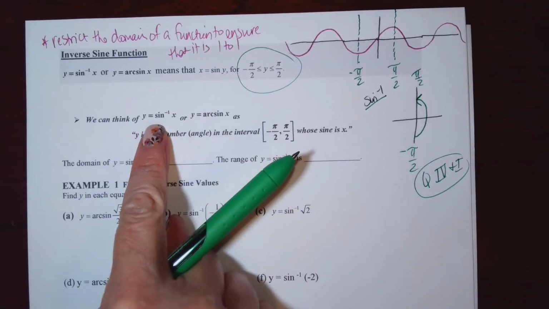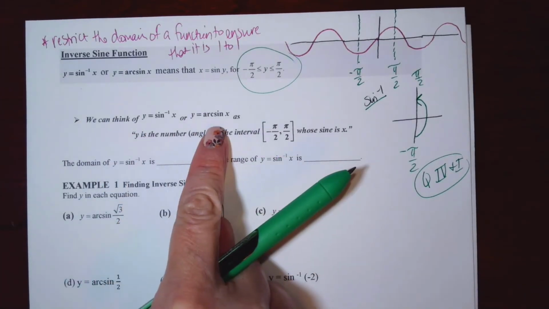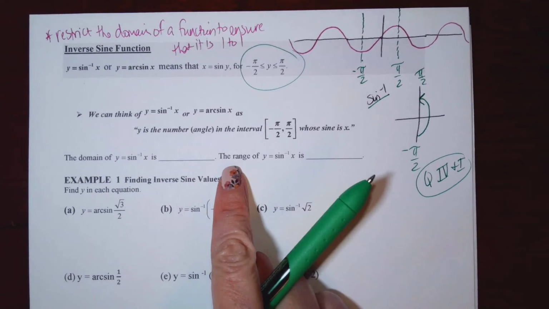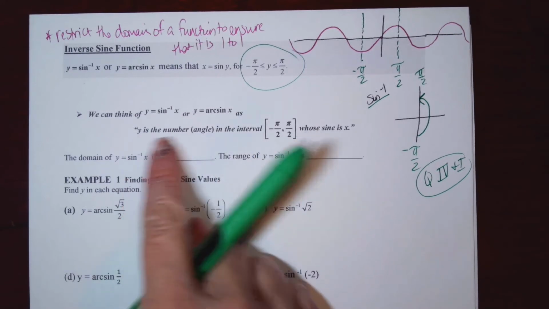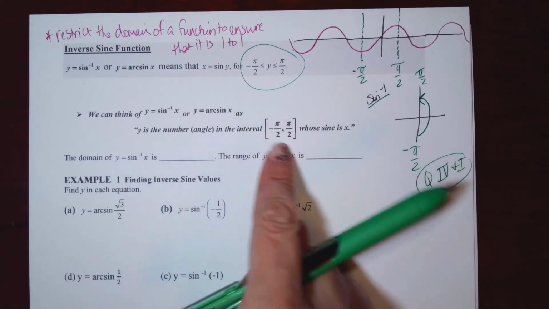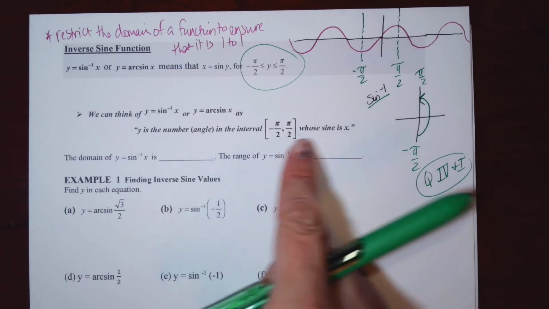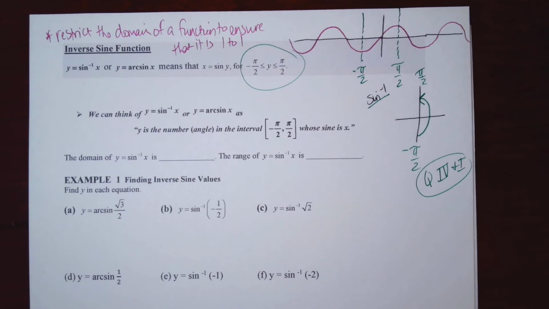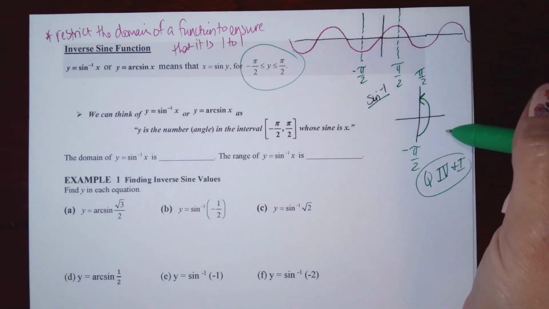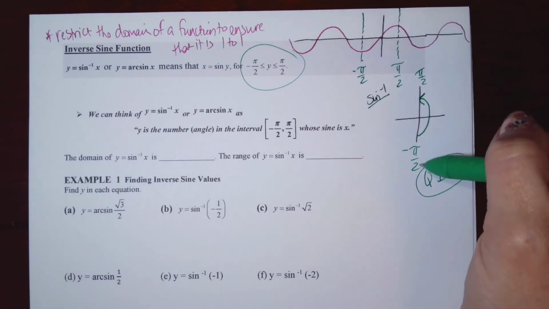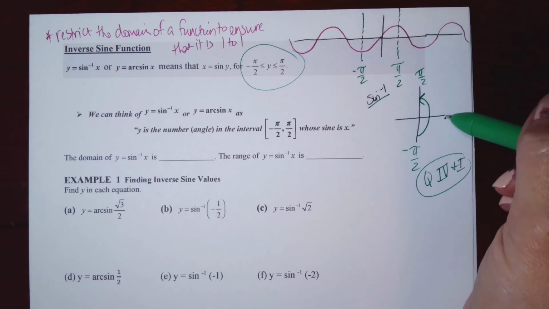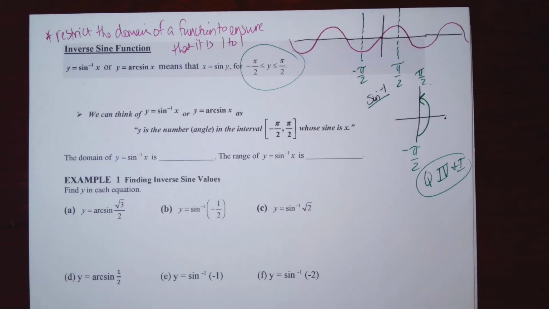So we can think of y equals sine inverse, or another way to say that would be arc sine. Those are used interchangeably, it doesn't matter which one you choose to use, as y is the angle in the interval from negative pi half to positive pi half whose sine is x. So if I'm using my calculator and I plug in a negative sine value, it's going to give me an angle between negative pi half and 0. If I plug in a positive sine value, it's going to give me an angle between 0 and pi half.